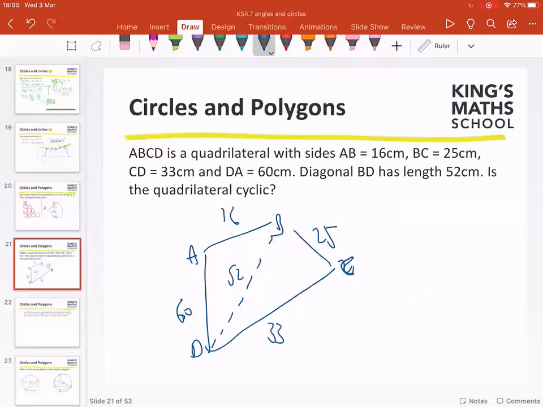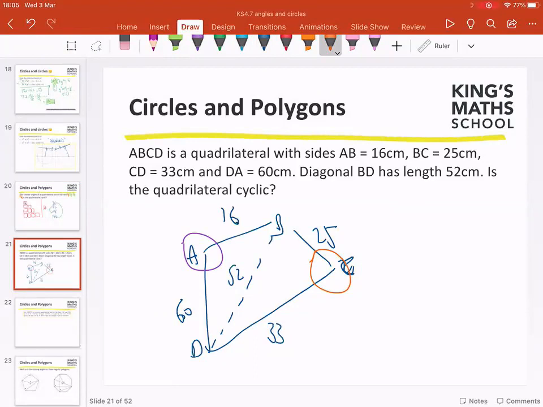Okay, so is the quadrilateral cyclic? I've got no idea. I haven't got a circle here. I've got no angles. Well, I could work some angles out, couldn't I? So this turns into a cosine rule problem. So cosine rule to find that angle and cosine rule to find that angle. So it becomes, sort of out of the blue, a cosine rule question.